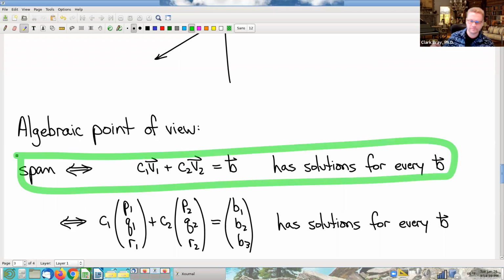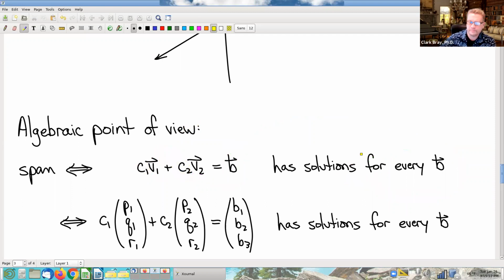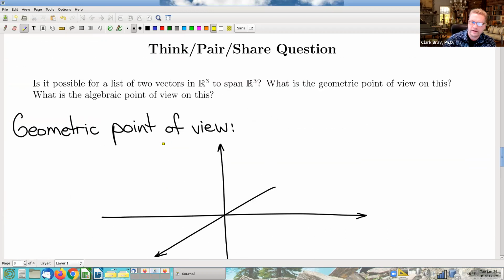So here we go. Here's what span means. Right? Span means that for every right-hand side, no matter what vector you want to generate as a linear combination of our first two vectors, there is some linear combination, some solution, some set of coefficients that allow you to generate that green vector B as a linear combination of V1 and V2. That's what it would mean for V1 and V2 to span all of R3. Okay, so again, writing that out in components. Now, don't forget, we are now in R3.